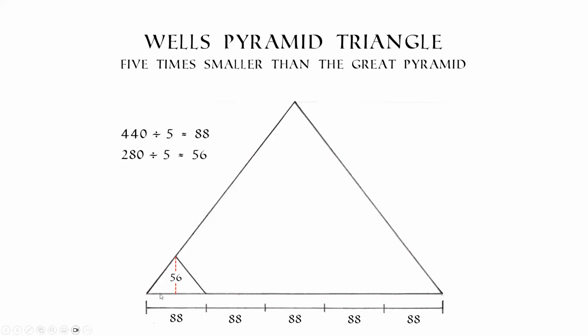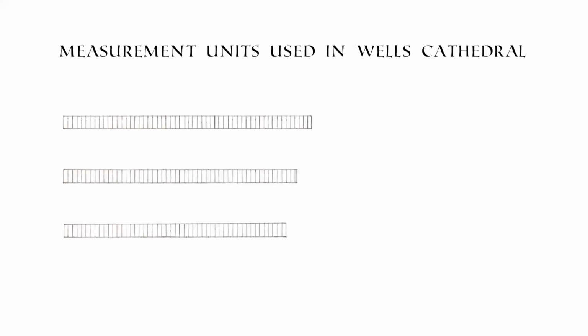So here we have that pyramid triangle that's used in the design of the cathedral here in the city of Wells, a baseline of 88 and a height of 56. Now I'm just going to gradually work my way to showing how this knowledge of the size of the Earth and the Moon does seem to be present in the design of the cathedral. And I just need to go via another slight digression before I get to the final point. And that's the measurement units that are used in the design at Wells.